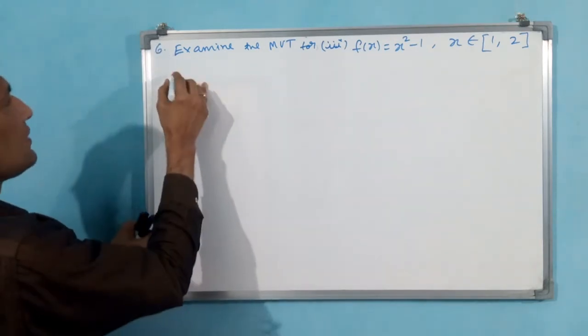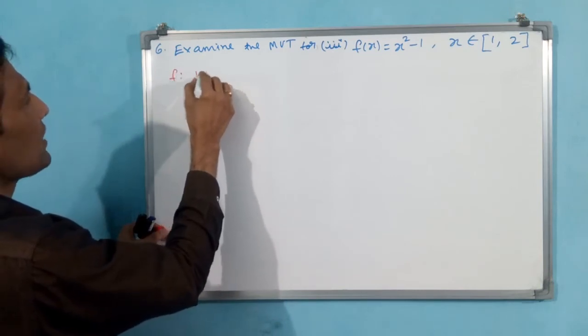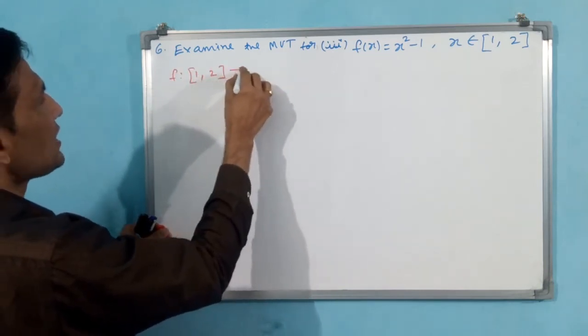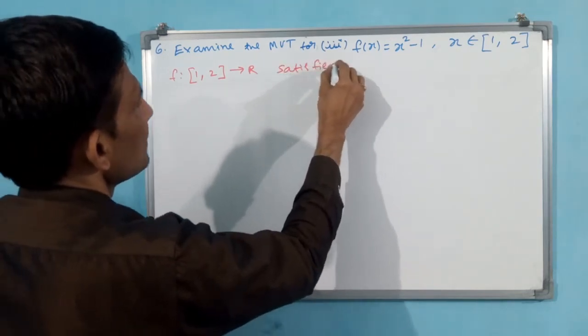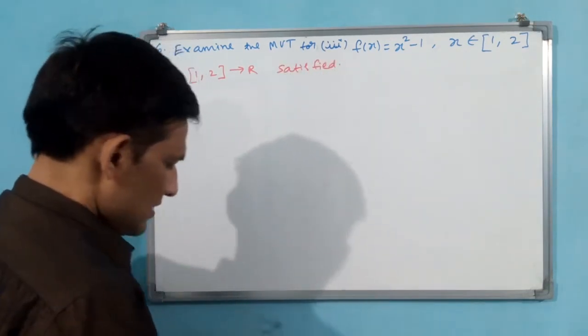First condition is like this. You write f from the closed interval 1, comma 2 to R. Satisfied? Why? Because this is a real valued function only. Okay.